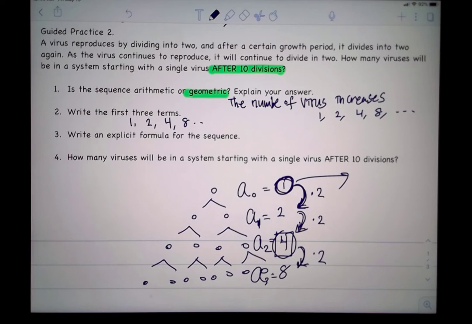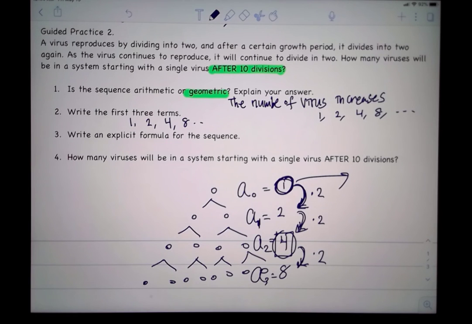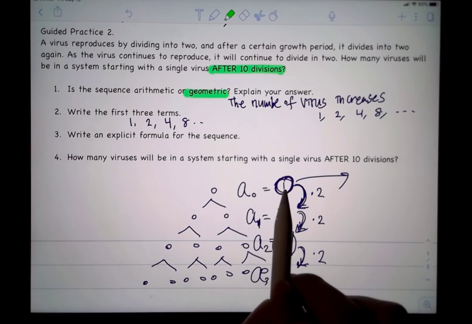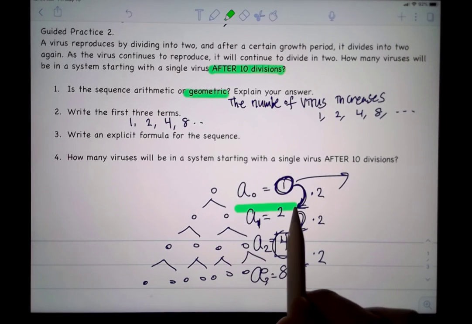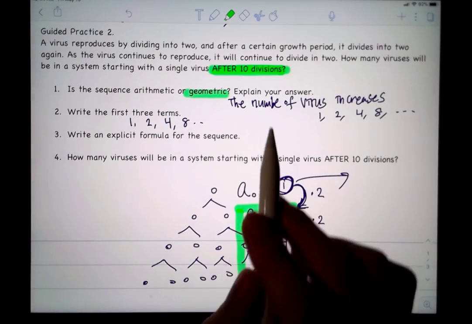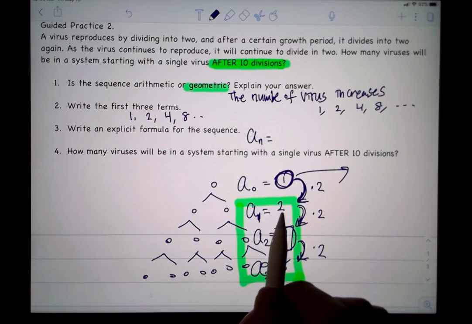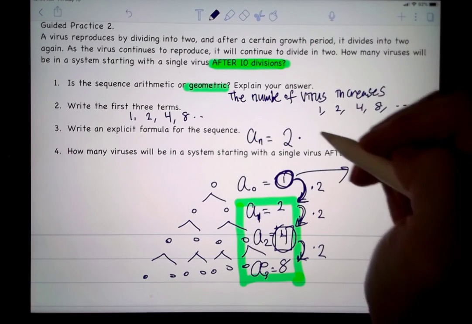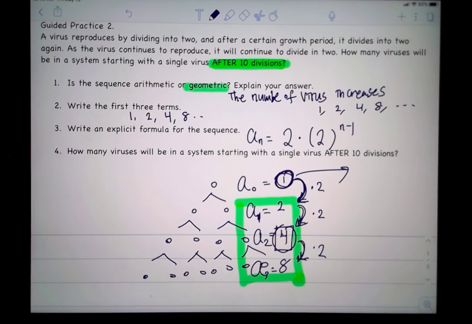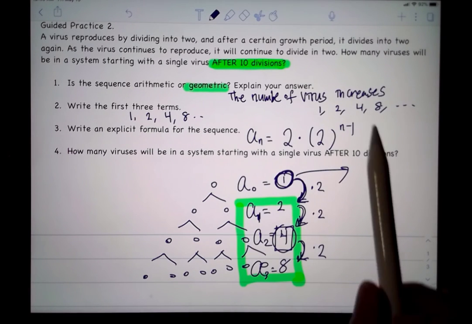And then write an explicit formula for this sequence. When we write the explicit formula, we need A1, so I'm going to ignore my A0. I know that's the initial the question gave, but we need to use this so that after 10 divisions, we can use A10. So for this, A_n equals what? We started from 2, 2 times my common ratio, which is 2, to the n minus 1. Then n is the number of divisions.